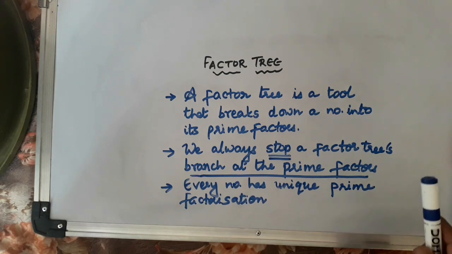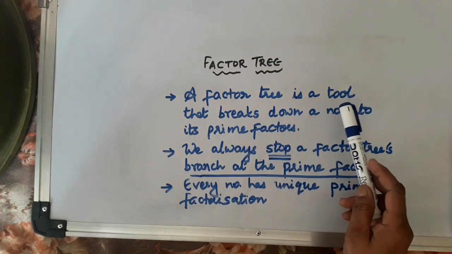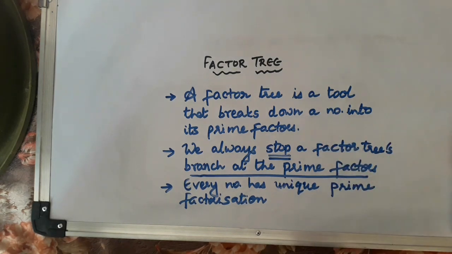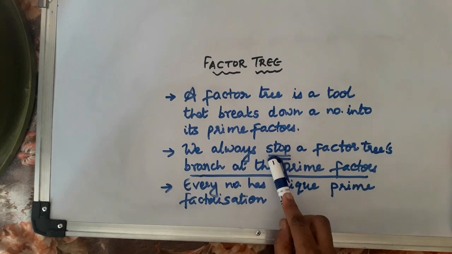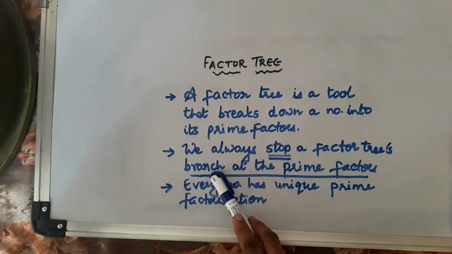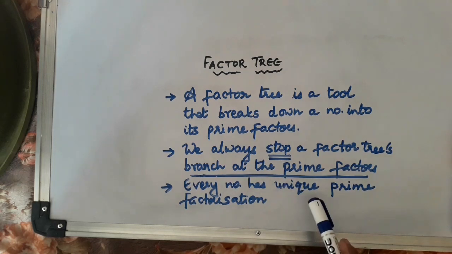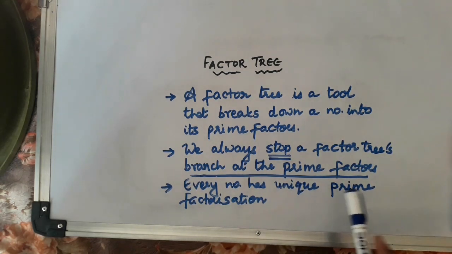In other words, a factor tree is a tool that breaks down a number into its prime factors. We always stop a factor tree's branch at the prime factors. Every number has a unique prime factorization, just like every person has a unique fingerprint.